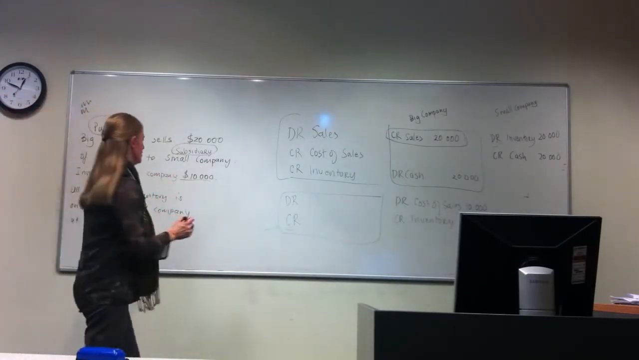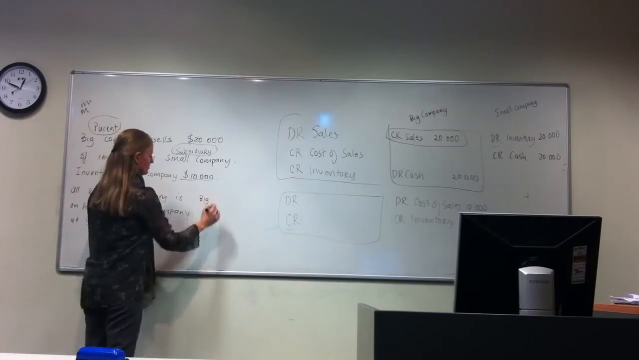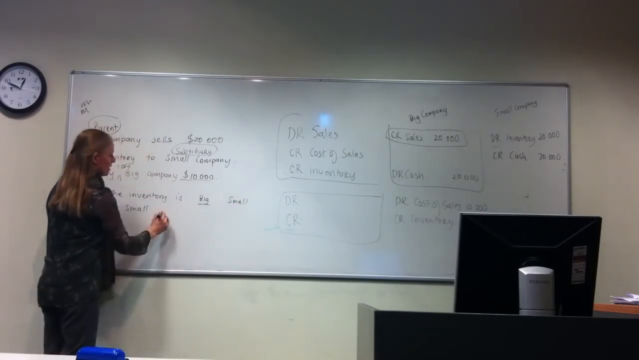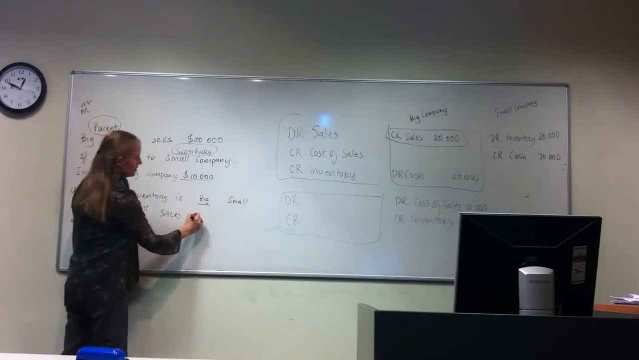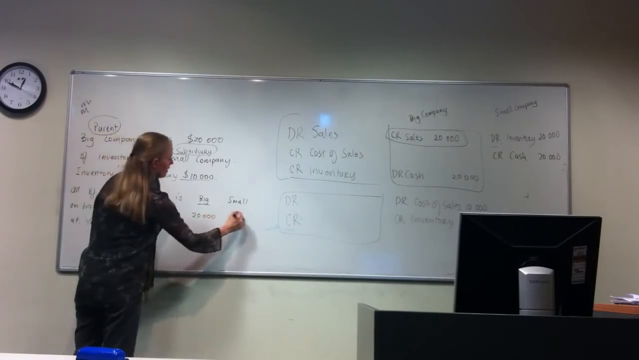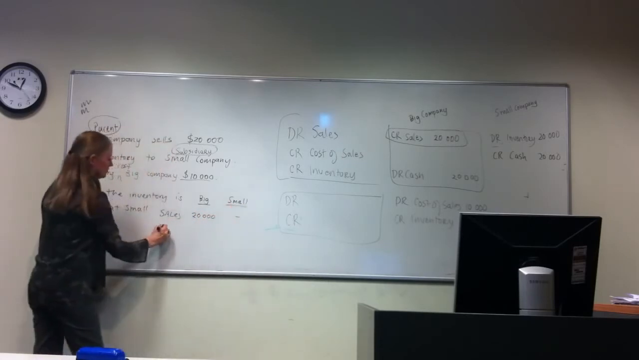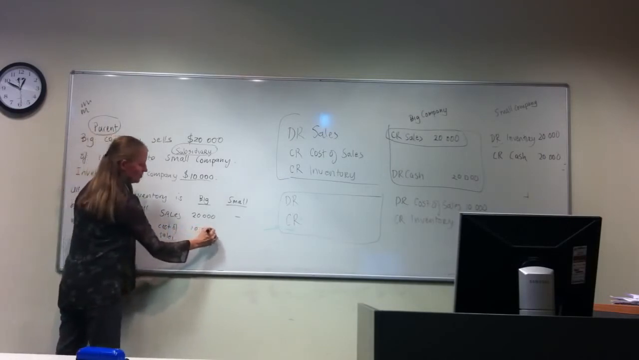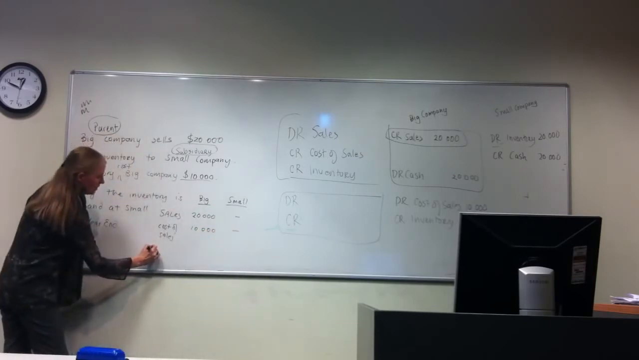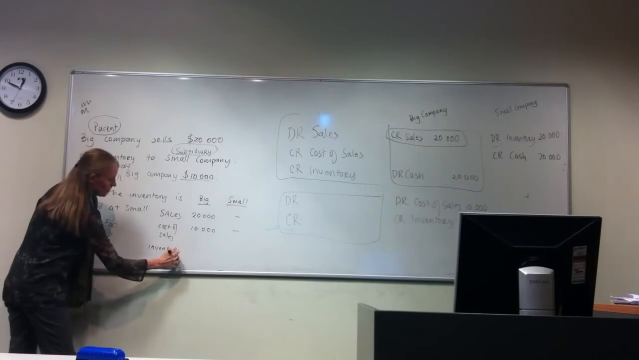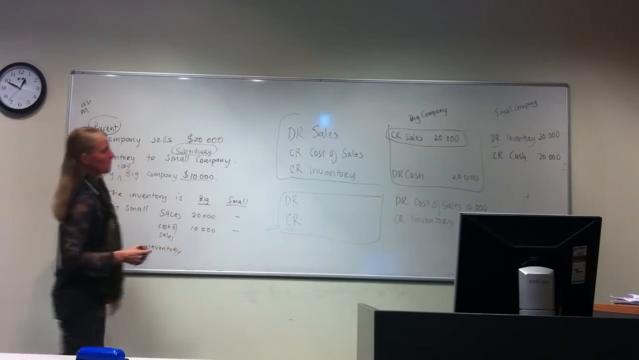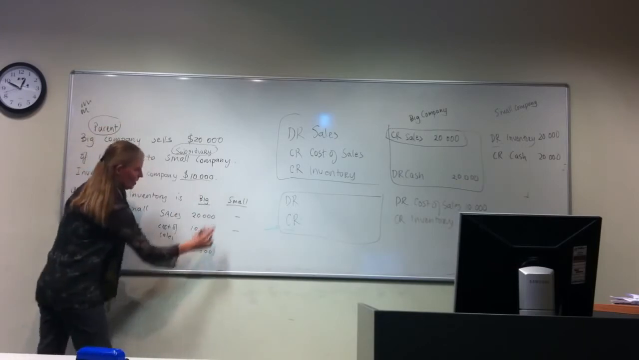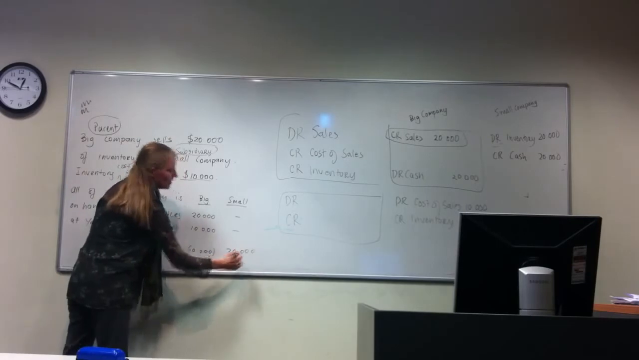So if we then said, okay, let's say big company's books, small company's books, just taking that away a little bit. Sales, we're going to have 20,000. Nothing here. We're going to have cost of sales. What's that going to be? That's 10. Nothing there. Inventory, obviously we're going to take out inventory of 10, and we're going to have inventory coming in here at 20.